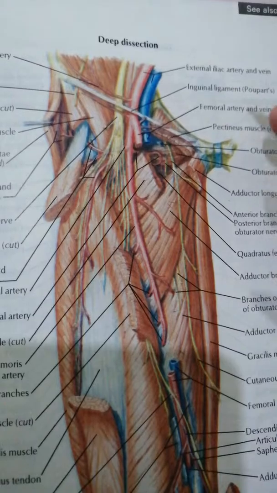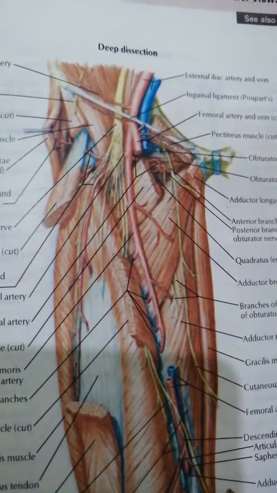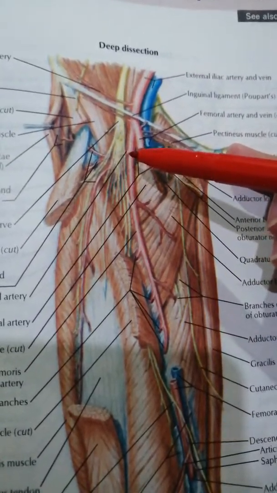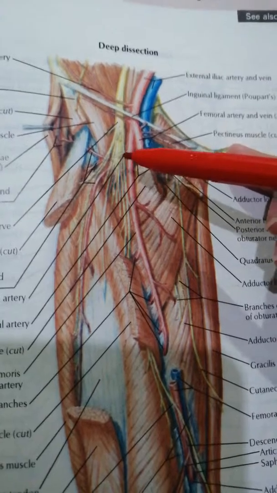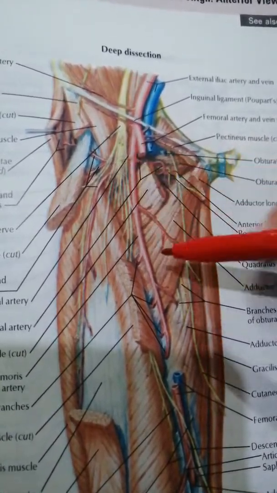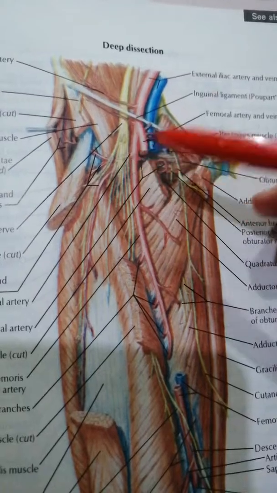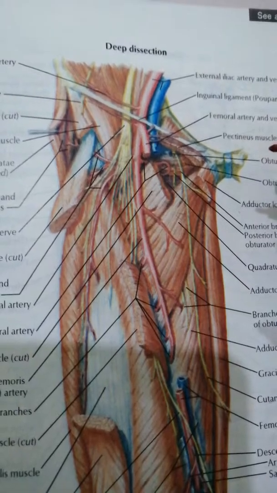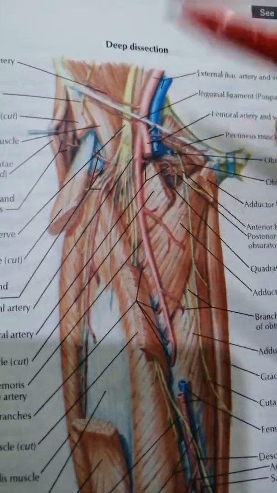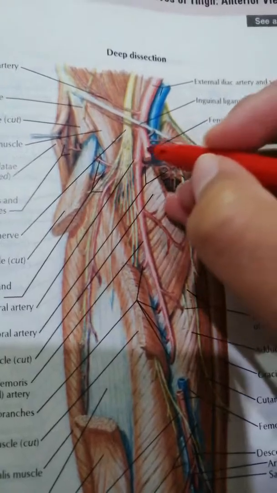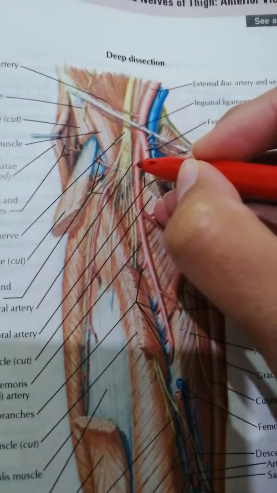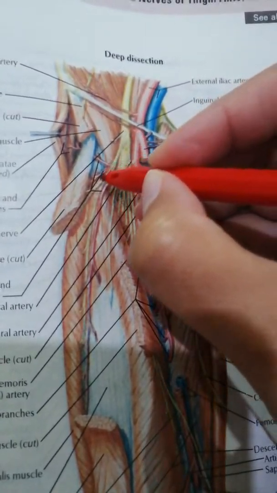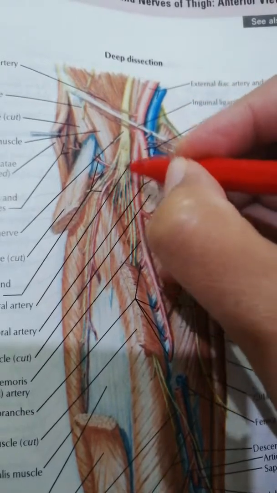Now let's talk about the branches. It has a total of 6 branches. This over here beneath the nerve, I believe, is the lateral circumflex femoral artery, and this one over here is the medial circumflex femoral artery. If we continue with the lateral first, the lateral circumflex femoral artery passes between the anterior and the posterior divisions of the femoral nerve, right?